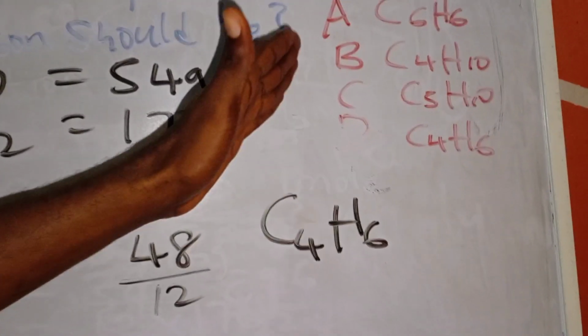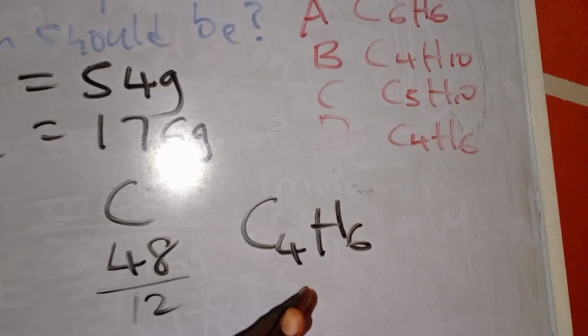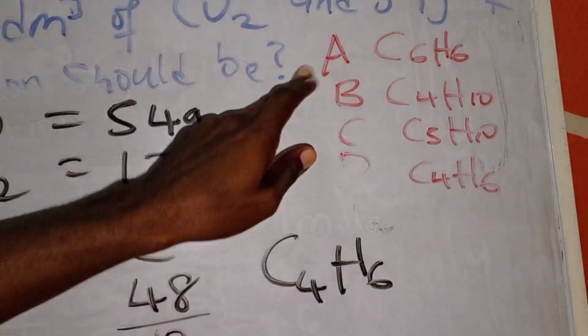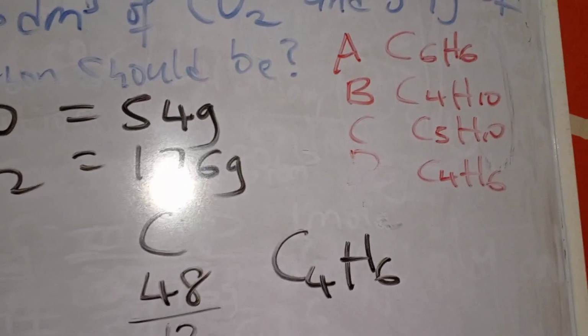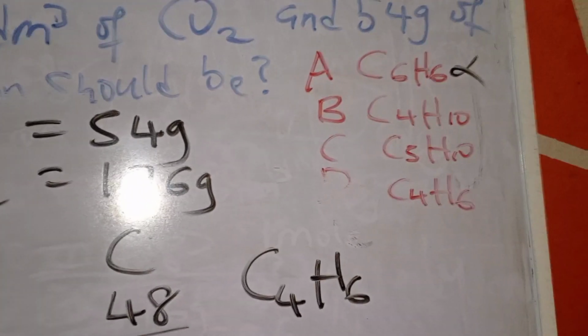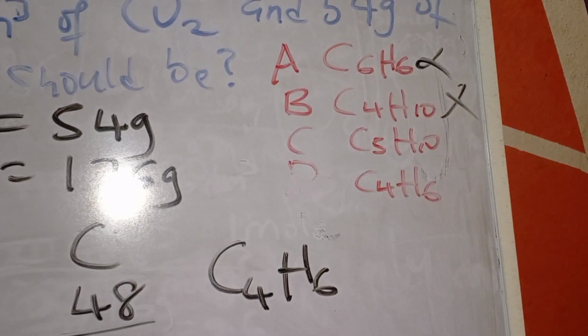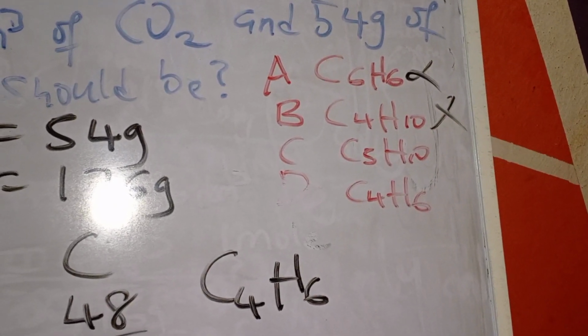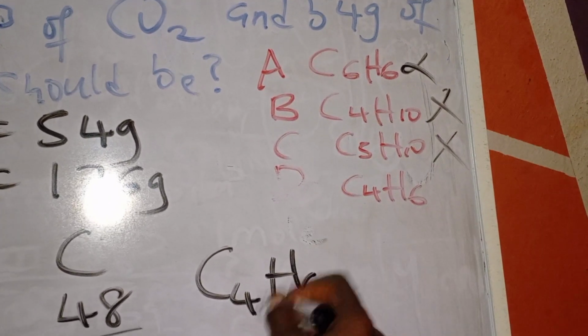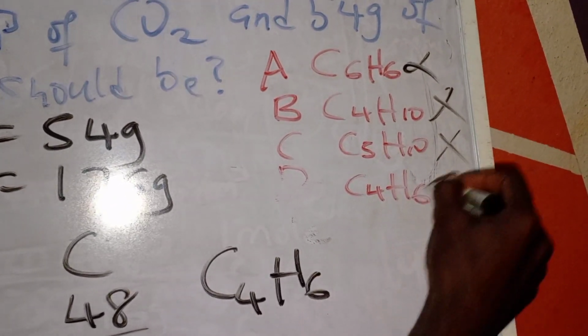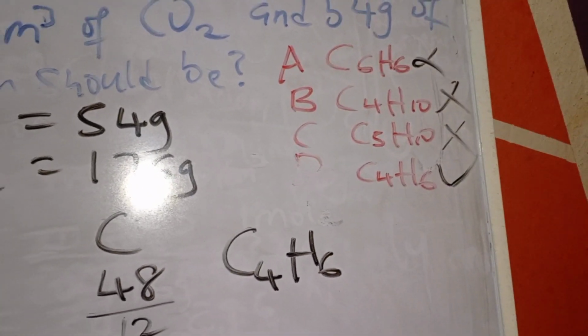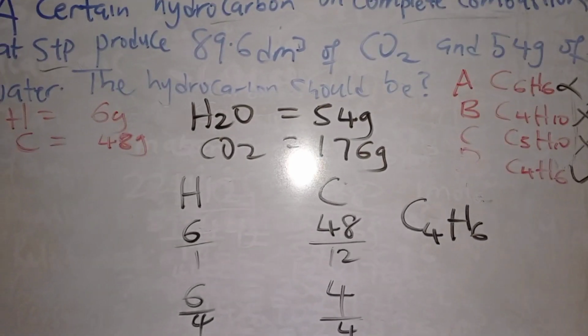We now go to the options and find the option that corresponds with this answer. A is C6H6, which is not the answer. B is C4H10, not the answer. C is C5H10, not the answer. And D is C4H6. This is the answer. And we have come to the end of this.